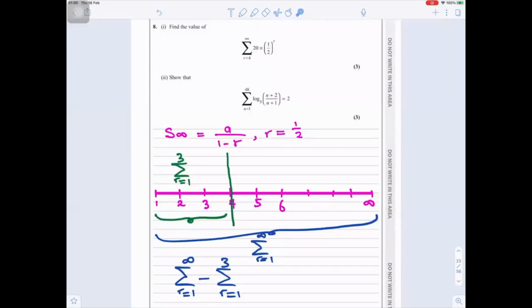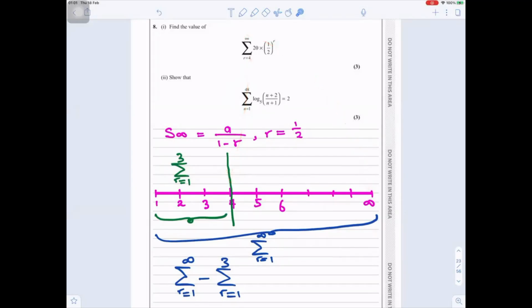Question number 8. Find the value of the sum from r equals 4 to infinity of that and show that this is equals to 2. So sum to infinity, we have the formula there which you get from the formula book, and the common ratio is a half. So think of it this way. We are starting from 4 and we want to go to infinity. So we start from 4 and we want to get to infinity.